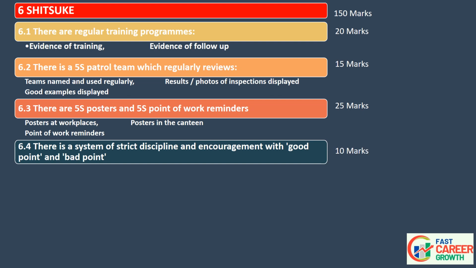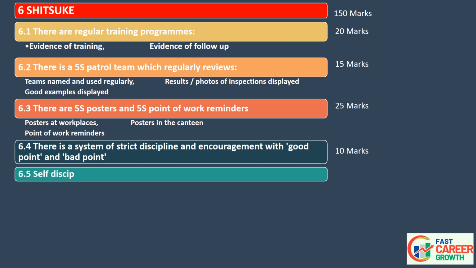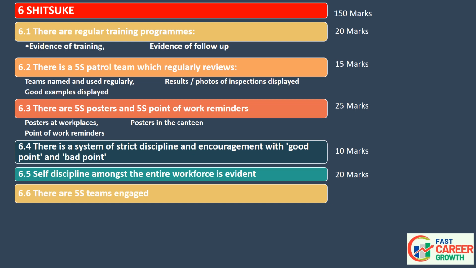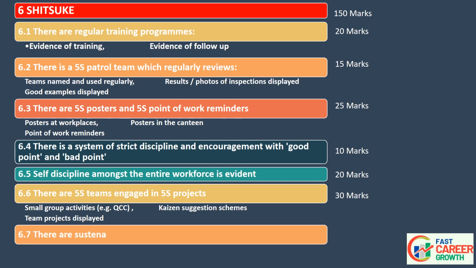Total point is 10. Then check self-discipline amongst the entire workforce is evident or not. Then check there are 5S teams engaged in 5S projects or not. Here check small group activities are going on or not. Also check Kaizen suggestion schemes are maintained or not. And also check team projects displayed or not. Total point is 30.